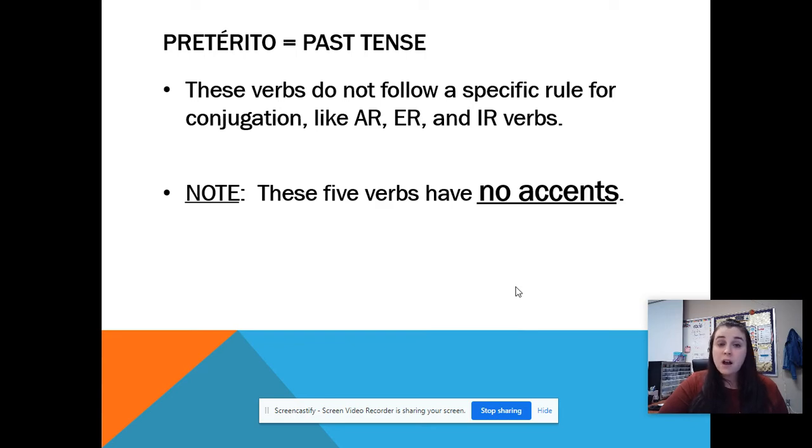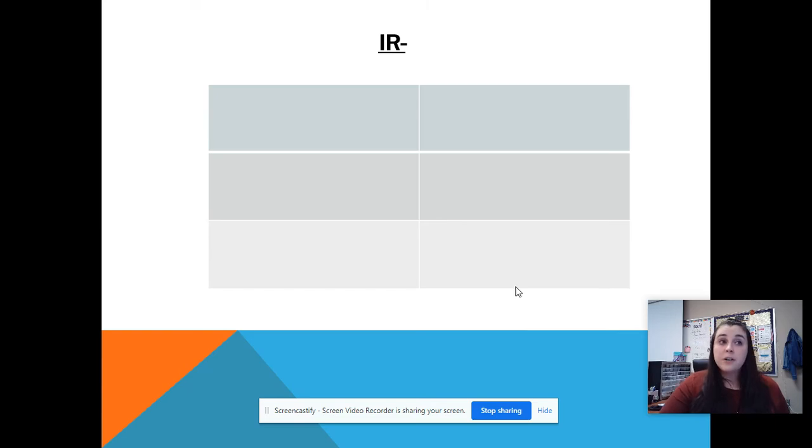So for our regular ER and IR verbs, we have an accent on the yo form and we have an accent on the él form. But for these next 5 verbs that we're going to be talking about, they do not have any accents. So first we're going to talk about ir and ser. They are the same conjugation.